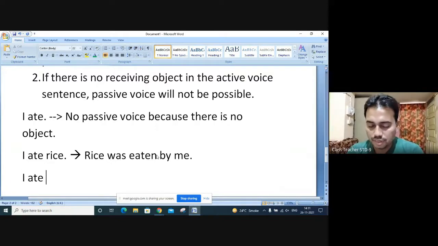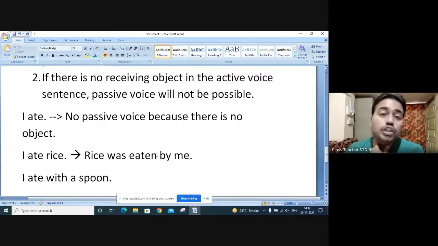I ate with a spoon. Look at this example. I ate with a spoon. Full stop. You ate, but what did you eat? Did you eat the spoon? There is an object here. What is the object here? A spoon. But is this the receiving object? When you say I ate, what did you eat? Did you eat the spoon or did you eat the food? You have not mentioned the food here. So what is mentioned here? A spoon, which is not the receiving object. That is why we will say no passive voice possible because there is no receiving object.